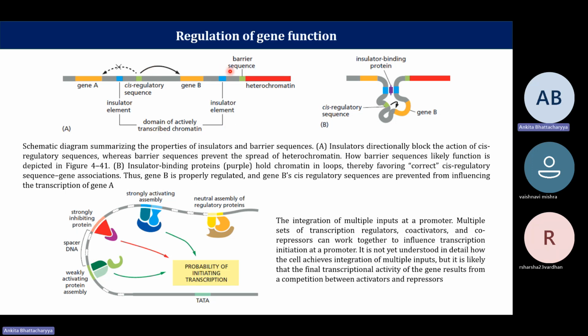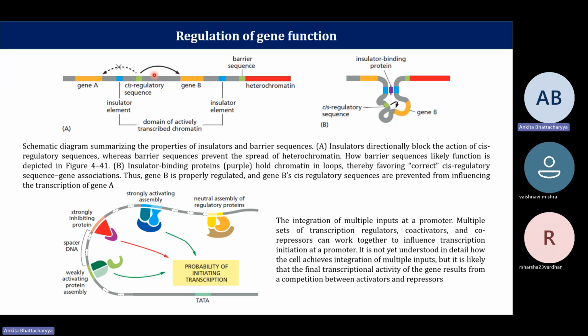What it can potentially do is that these insulator elements can come together, what you see in figure B. So insulators can come together when another protein which helps in bringing these two regions together, commonly called an insulator binding protein or IBP, brings this chromatin or holds this chromatin in loops, favoring the correct cis regulatory sequence gene association. As a result, gene B gets properly regulated, and gene B's cis regulatory sequences are prevented from influencing the transcription of gene A. So I hope you understood this.